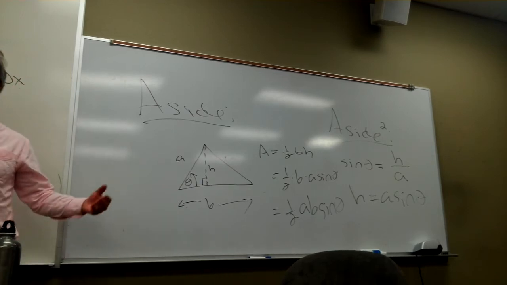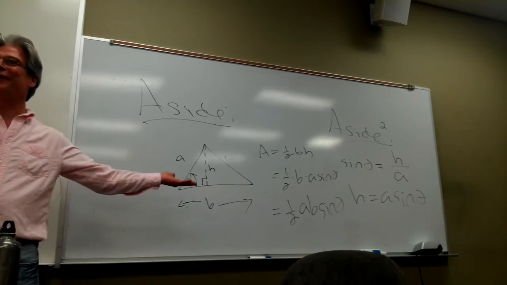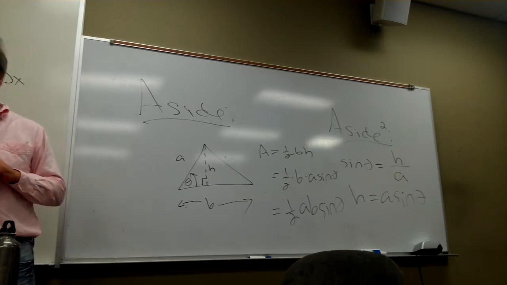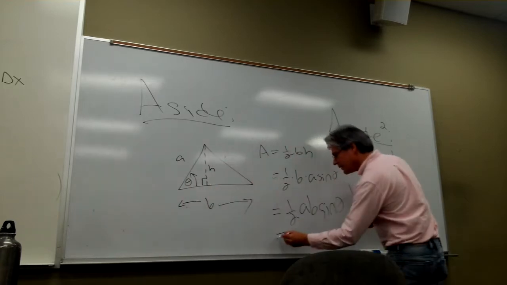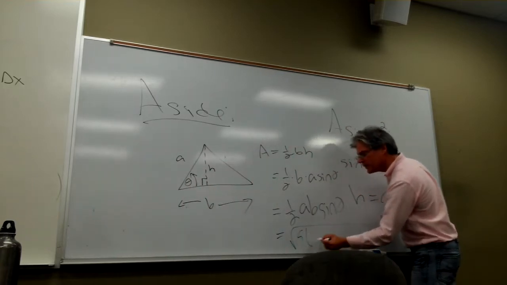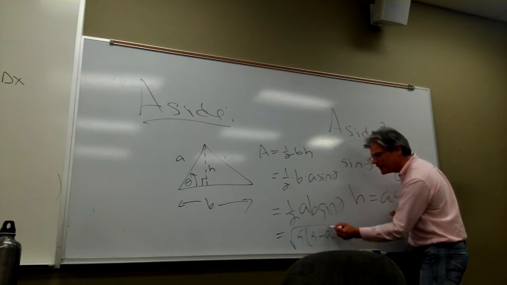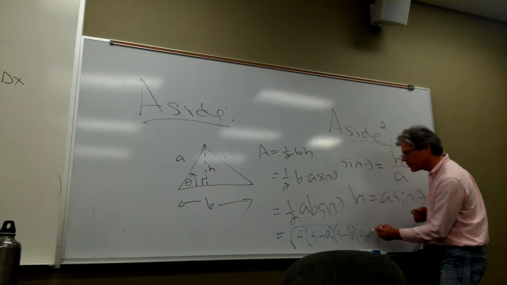The third formula in your back pocket, for computing the area of a triangle? Thank you, Heron's formula. Remember Heron's? You don't remember Heron's formula? It's the square root of the semi-perimeter times the semi-perimeter minus one side, times the semi-perimeter minus the second side, times the semi-perimeter minus the third side.